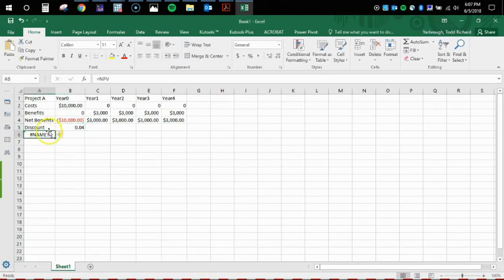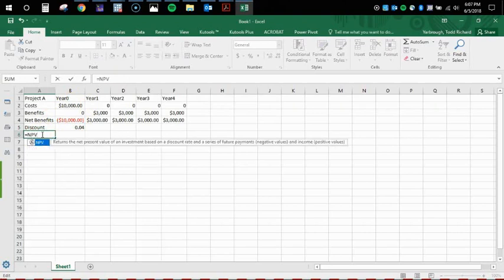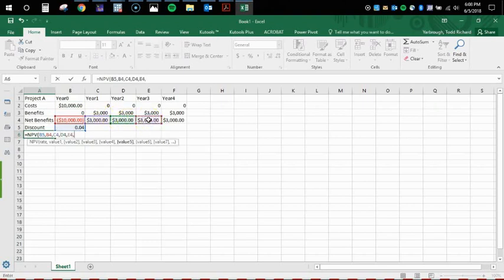All right. So go back to NPV. I'm just going to retype this in. NPV. The first number is the discount rate. You'll notice it says rate right here. So I'm just going to click the rate, comma. And then the first value you want is the net benefits in that first time period. So put that in, B4, which is negative $10,000. And then comma, value 2, comma, value 3, comma, value 4, comma, value 5. And then just close with a parenthesis, hit enter, boom.